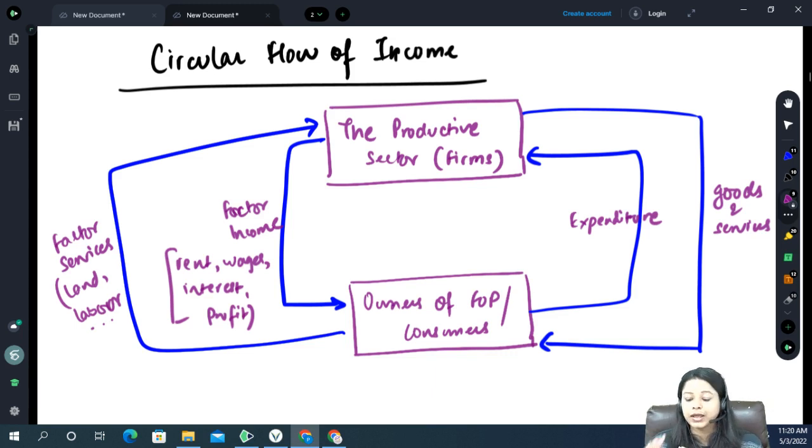At the same time, owners of FOP are deciding on what things they want to spend their given resources, and similarly, the productive sector is deciding what goods and services to produce and sell. Clear? Yes, some part of owners of factors of production or consumers is also known as household. Any doubt till here? So basic economic concepts you have covered.